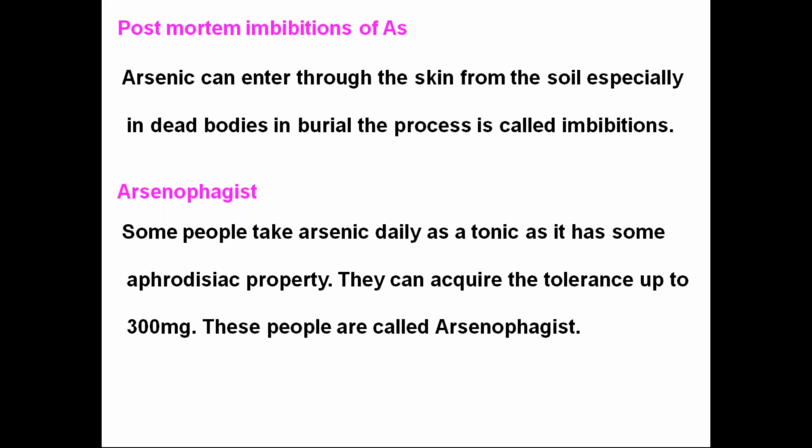And then there is one more terminology called arsenophagy, where some people take arsenic daily as a tonic, as it has some aphrodisiac properties. Aphrodisiac means something which increases sexual gratification. They can acquire tolerance up to 300 mg, and these people are called arsenophagists. So arsenophagists are people who take arsenic metal in the form of a tonic with aphrodisiac properties, and they can go up to 300 mg.